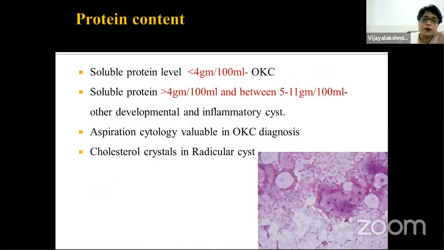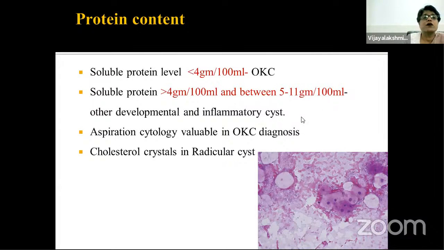When we withdraw the aspirate, it's not only the color of the aspirate which is helpful in identifying which kind of cyst it is, but the protein content of this aspirate will also help us in understanding the type of cyst. If the soluble protein level is less than 4 gram per 100 ml, it generally indicates odontogenic keratocyst. Whereas if there is an increase in soluble protein of more than 4 gram per 100 ml, it generally indicates developmental cysts of other categories and inflammatory cysts.